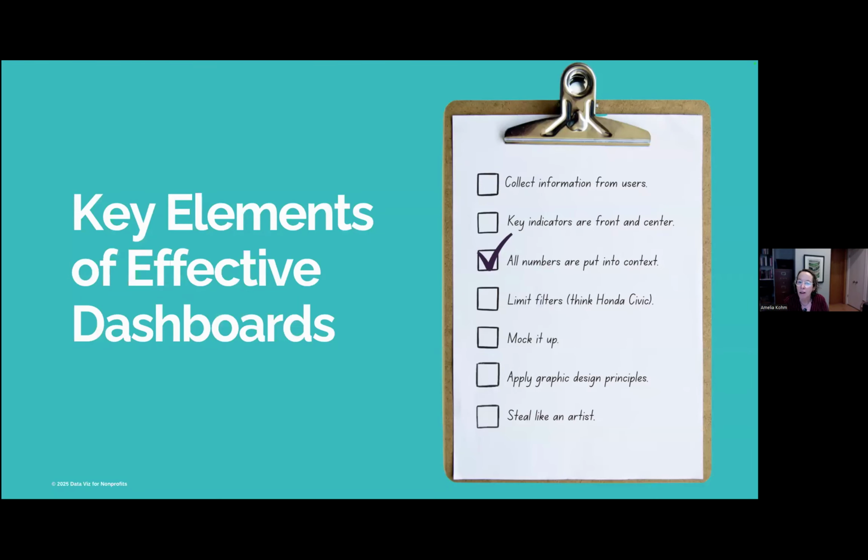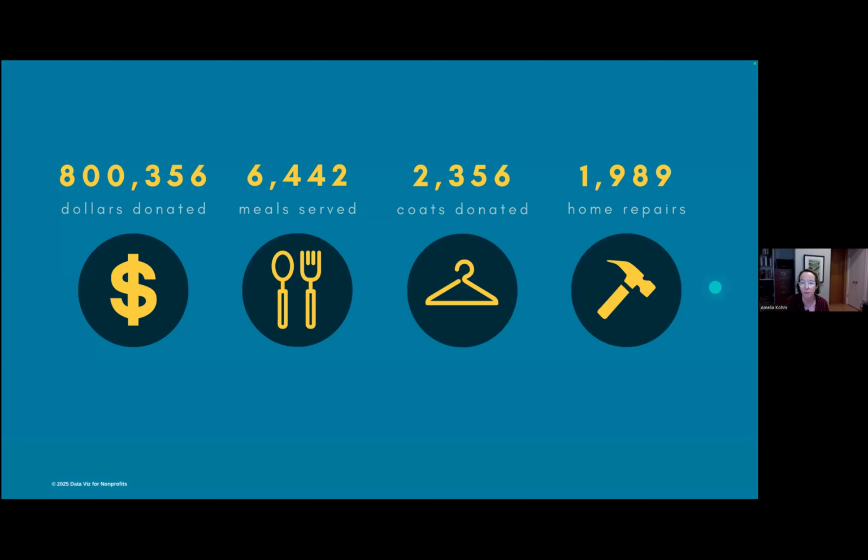So all numbers, as I've already discussed, need to be put into some kind of context. Users need to know, basically, is the number I'm looking at good, bad? Is it normally high or low? Could it be better? We can add this type of context by including comparisons to past performance, to other groups, and to benchmarks and goals.